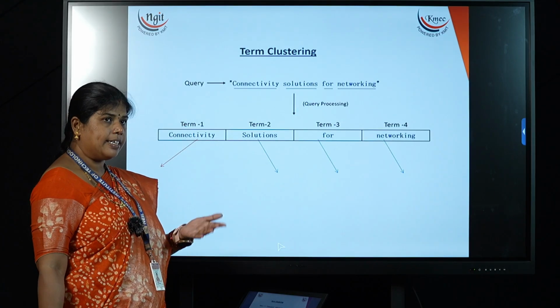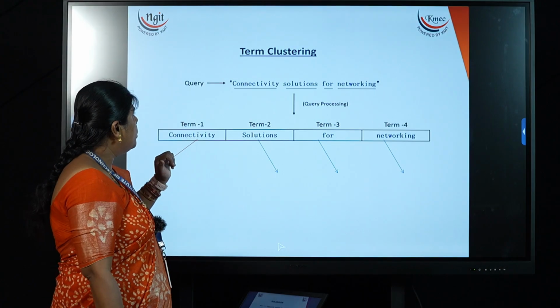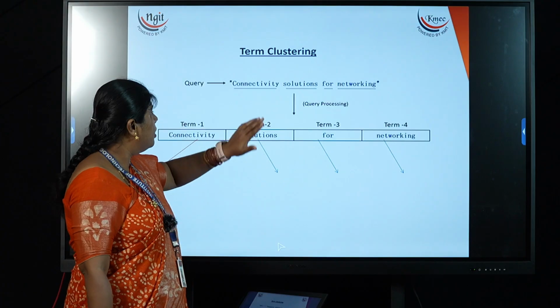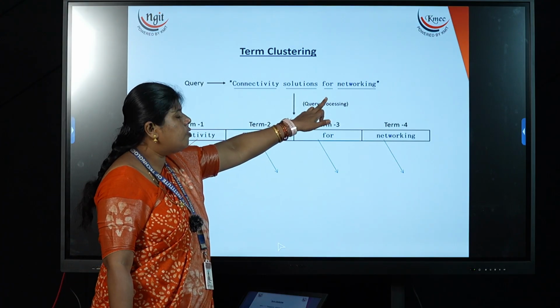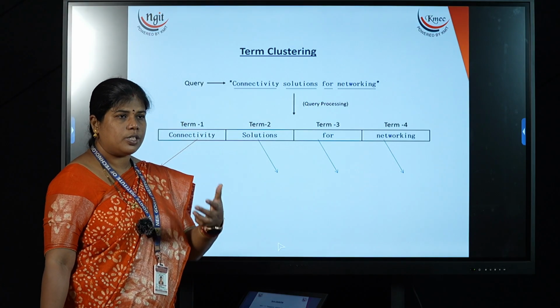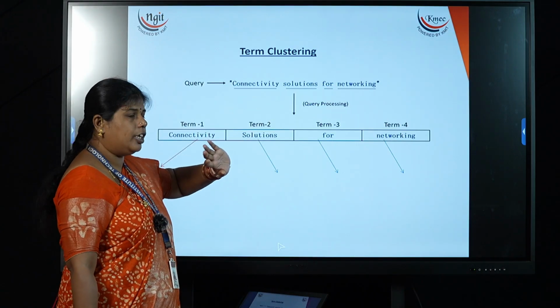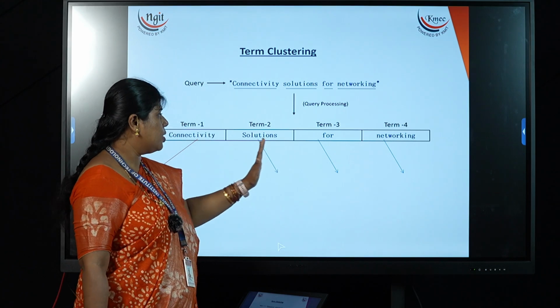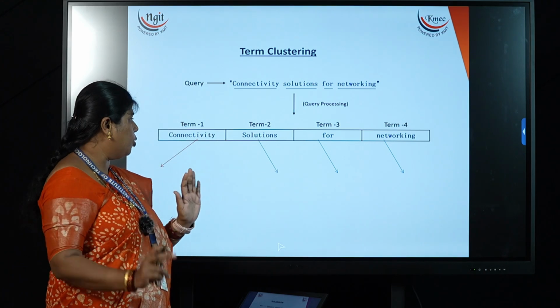Now the second type, term clustering. Now what do you mean by term clustering? Suppose the user has posted a query, connectivity solutions for networking. Means the user wants to see the connectivity solutions for networking. Now the query should be divided term-wise. So there are 4 terms, so there will be 4 divisions.